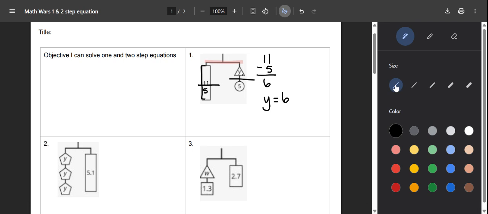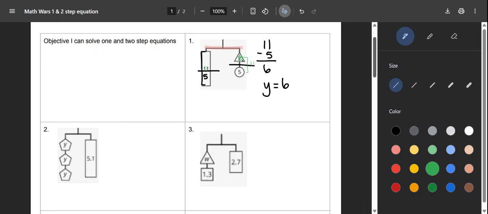If I want to double check and make sure that I'm correct, I can substitute 6 in. Is 6 plus 5 the same as my original starting weight, 11? Yes, so I know that must be correct.